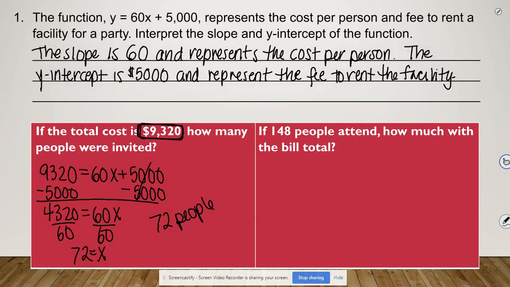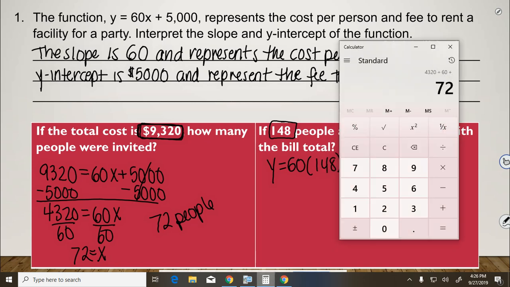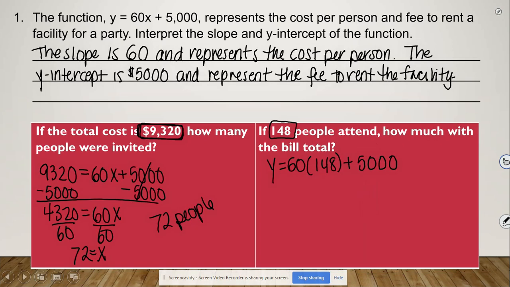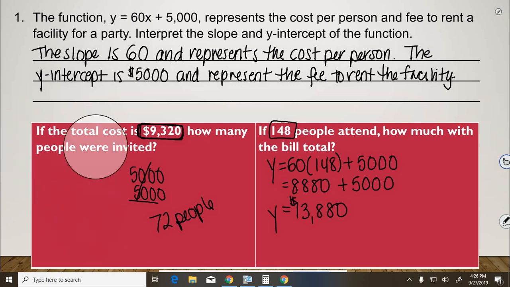Now on the other side, we have if 148 people attend, how much will the bill be? So now the 148 is our independent variable. It's going to go in for x. So y equals 60 times 148 plus 5,000. We do 60 times 148. We get 8,880 plus 5,000, which is $13,880. So if 148 attend, you would have to pay $13,880.